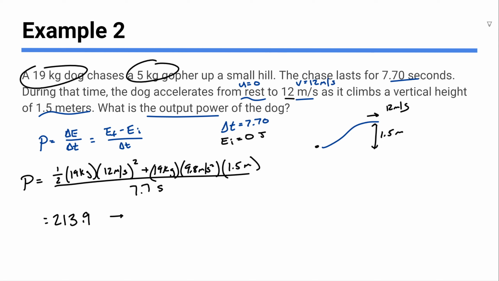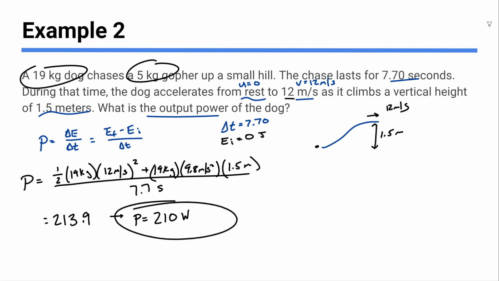213.9. So I'm thinking I should probably round to 2 sig figs. So let's call that 210. The power is 210 joules per second, aka watts. 210 watts. Okay, so that's power. Power is the rate of transfer of energy, the rate at which work is done. Change in energy over change in time is the thing to think about when you think about power.